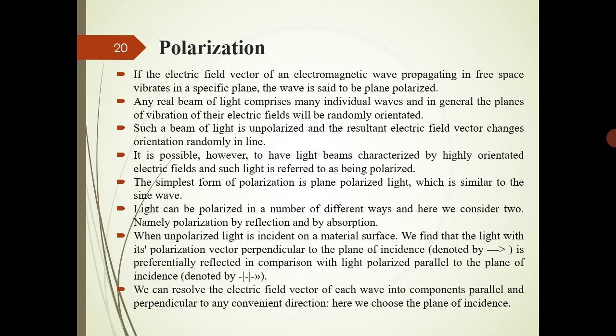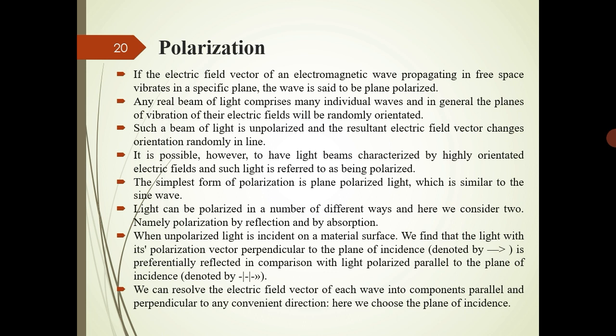It is possible only when a beam of light is characterized by a highly oriented electric field, and such light is referred to as a polarized beam. The simplest form of polarization is a plane polarized wave, which is similar to a sine wave. Light can be polarized in many ways. Here we consider two concepts, one by reflection and another by absorption.